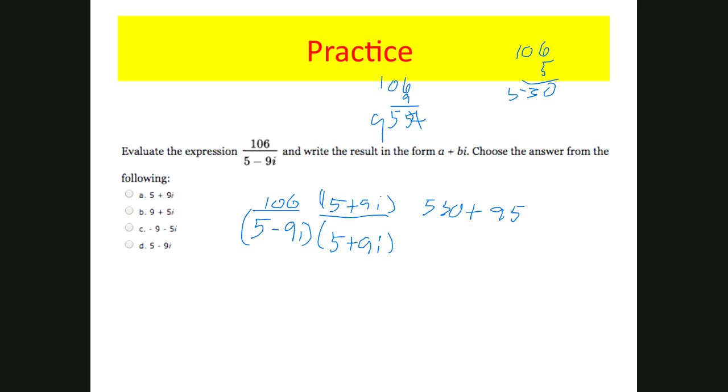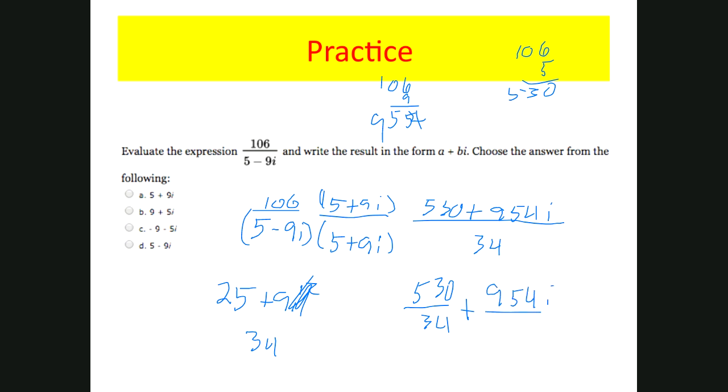954i. And then on the bottom, I know the middle terms are going to cross out. So I'm going to end up with 25 minus 9i squared. i squared is negative 1, so that's 25 plus 9. So that really gives me 34. All right, so now I'm going to rewrite this as 530 over 34 plus 954i over 34.